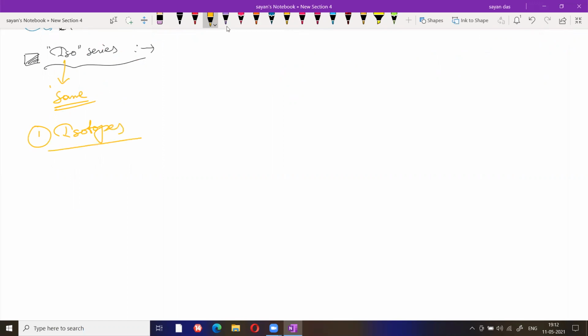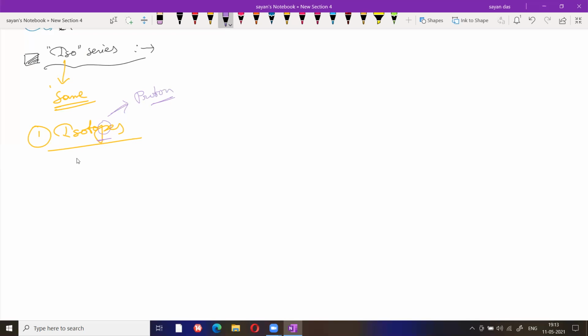Isotopes. Now look, in this case P is present. P represents the proton number. Always remember, for isotopes, P is the proton. So isotope means the number of protons is the same. In this case, the number of protons is the same.